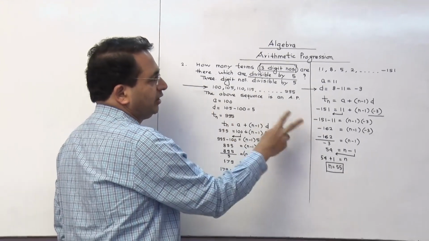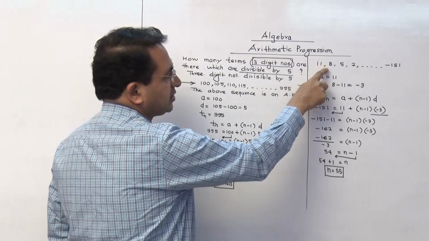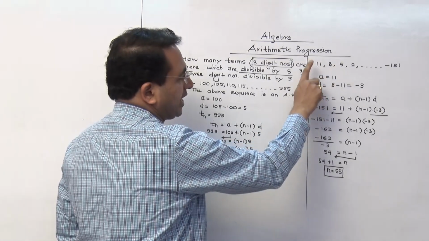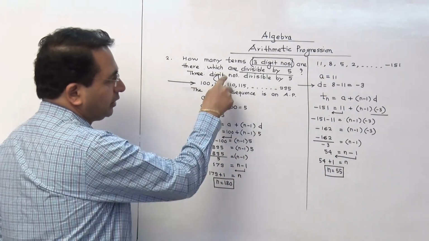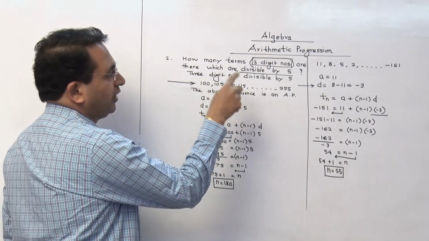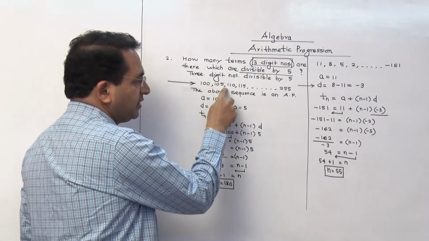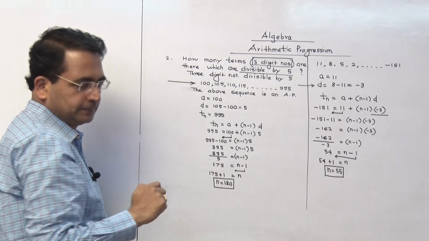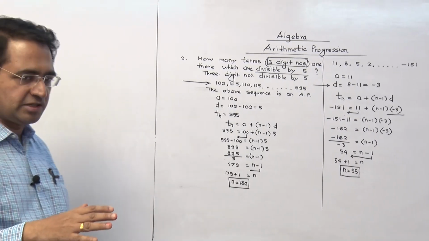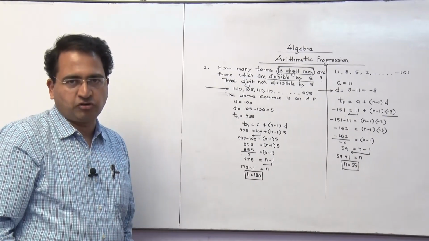But there is a major difference here. In this, arithmetic progression is directly given to you. Here, the arithmetic progression, we have to write it and then proceed further. I hope you have understood this. Let us go for the next question.